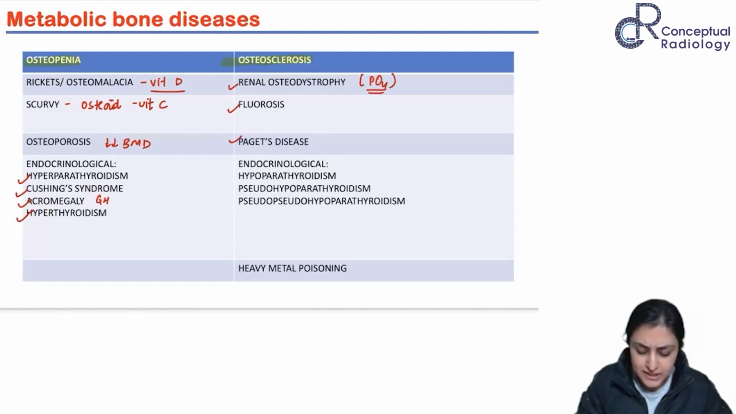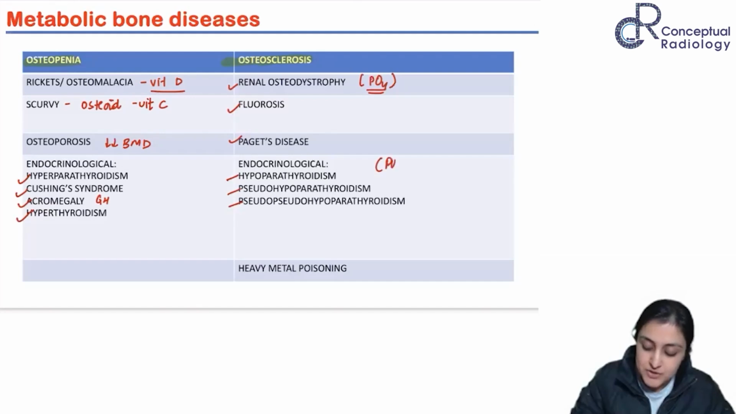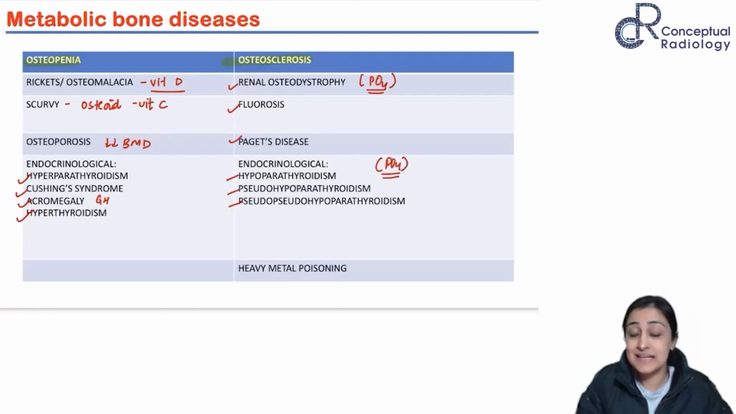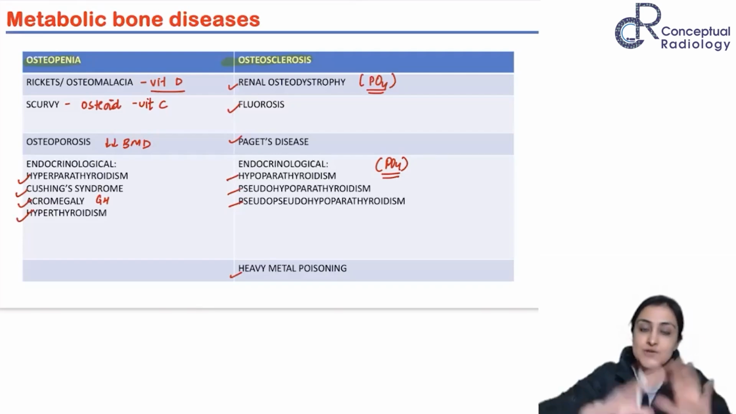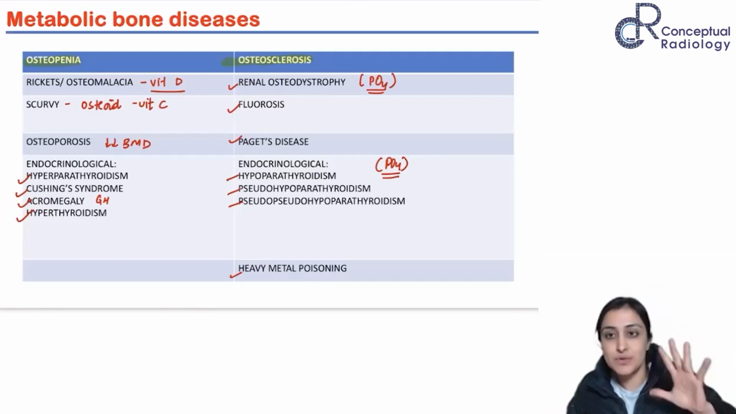Opposite of what we studied here, hypo-PTH and pseudo-hypo-PTH is again because of the phosphate increasing, leading to soft tissue calcification, bone density increasing, and heavy metal poisoning is what we'll cover in the end. So this is the broad overview. This is how you write your answer.